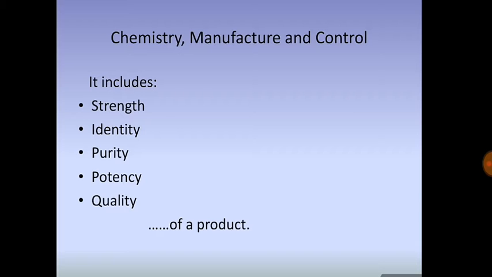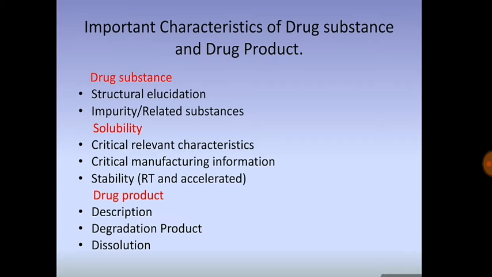Chemistry, manufacture, and control. It includes strength, identity, purity, potency, quality of a product. Important characteristics of drug substance and drug product: structural elucidation, impurity-related substances, solubility, critical relevant characteristics, critical manufacturing information, stability, RT and accelerated, description, degradation product, dissolution.